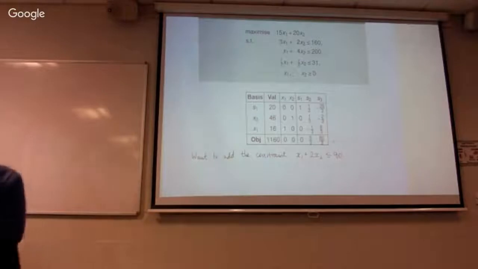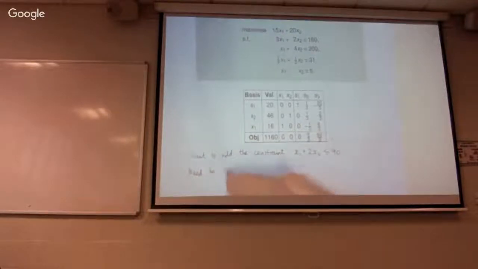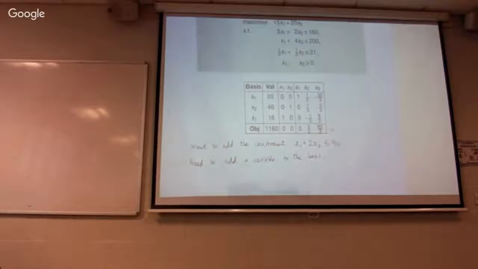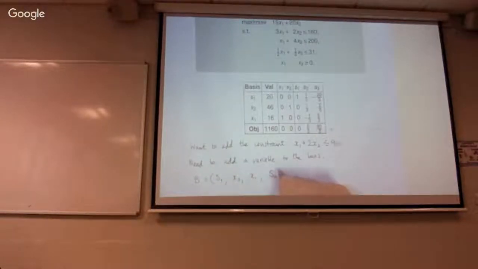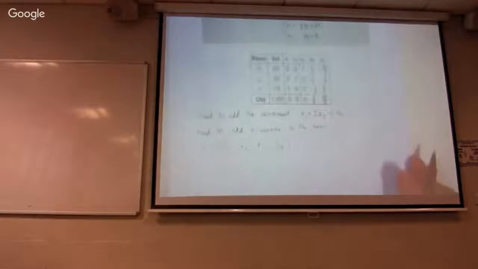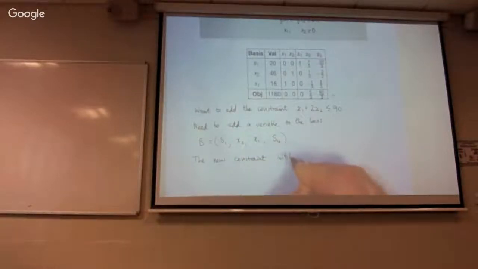So we need to add a variable to the basis. And the simplest thing that you can do is take the basis, the original S1, X2, X1, and the new slack variable S4, because obviously there's a constraint on the slack variable as well. And the new constraint with slack is what?